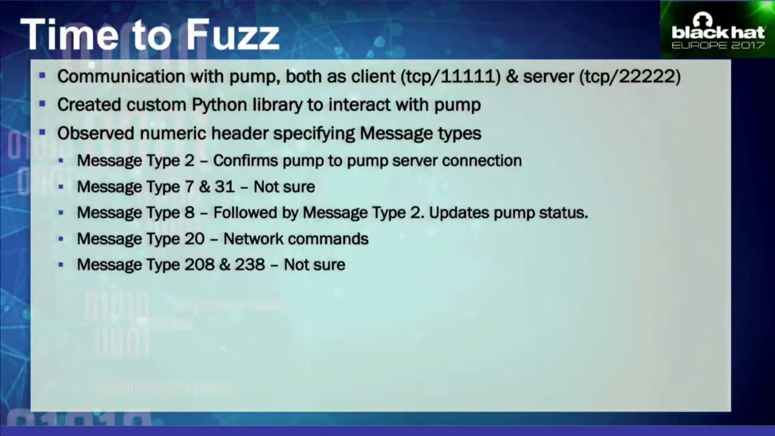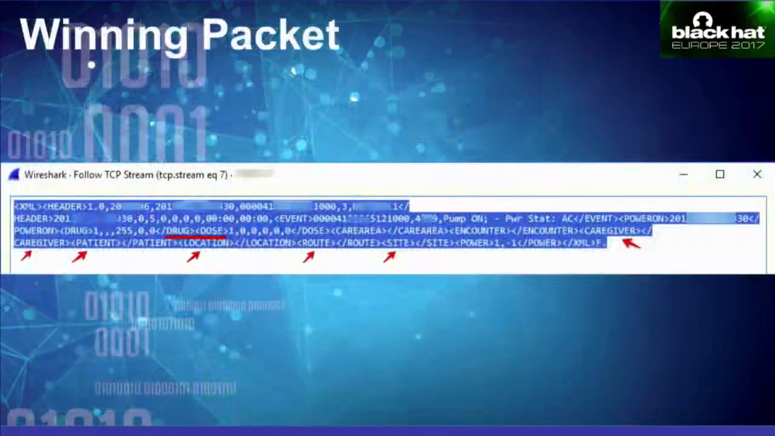But through a lot of fuzzing, we were able to send packets that retrieved more information from the infusion pump. This was the winning packet. After sending message type 2 and then message type 8, we were able to retrieve this information. Here you can see I've highlighted some of it and redacted the rest. You can see the drug information, the dosage information, a care area, caregiver, patient data, location, route, site, etc.